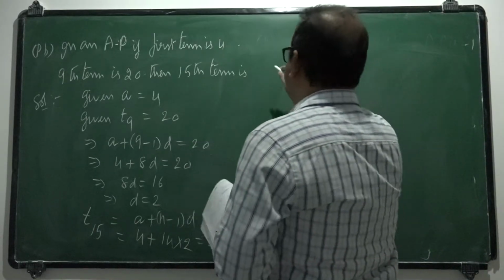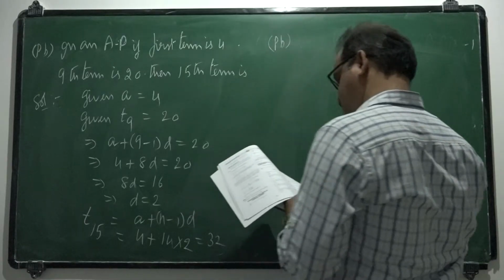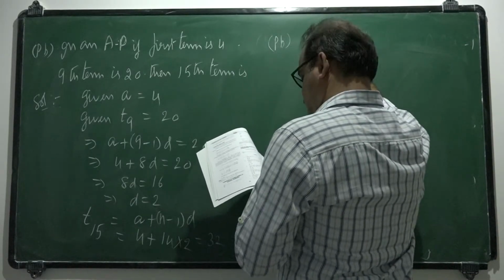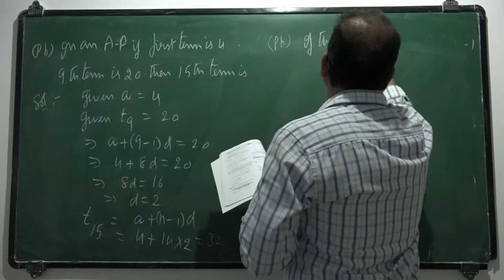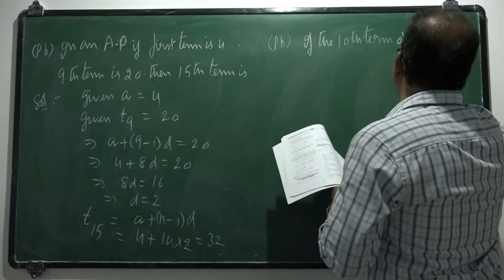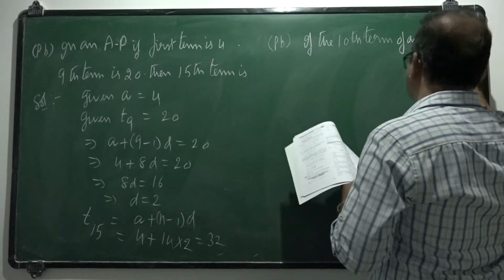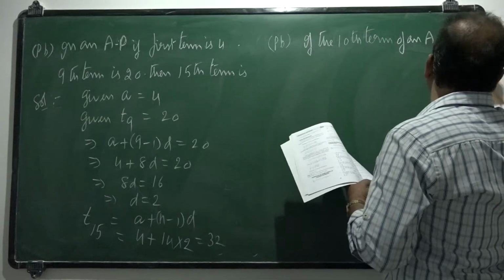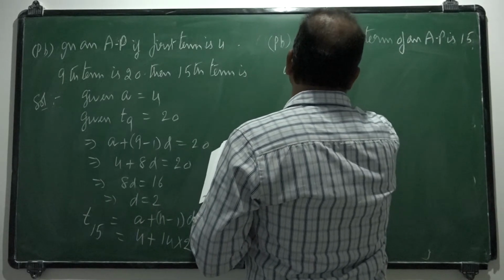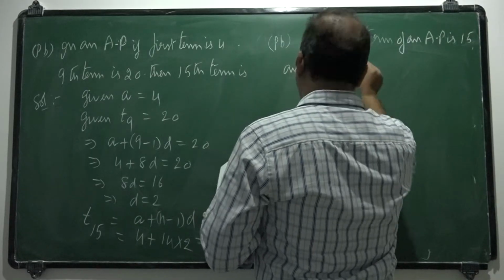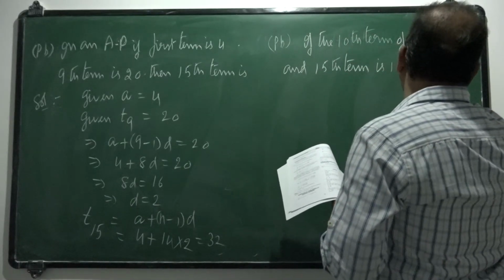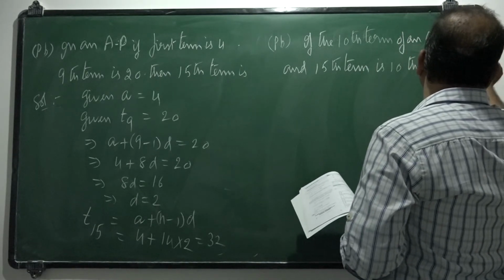Next problem. If the 10th term of an AP is 15 and the 15th term is 10, then what is the 4th term?